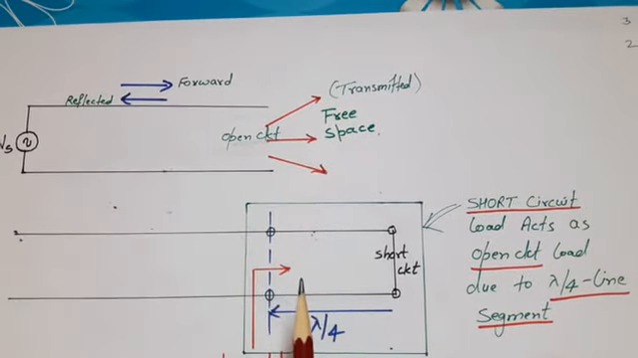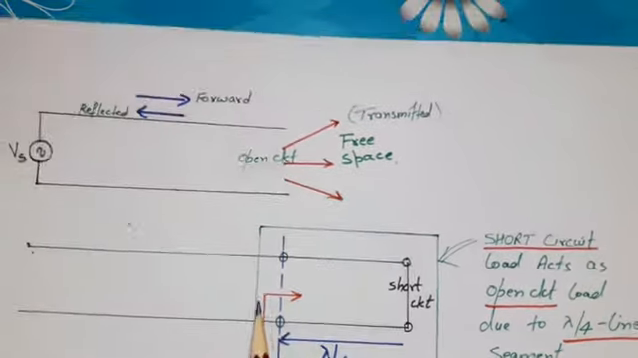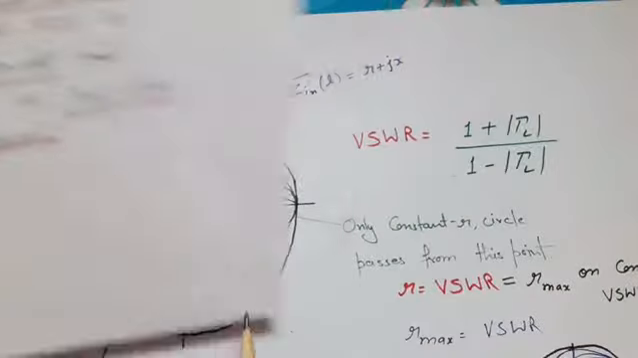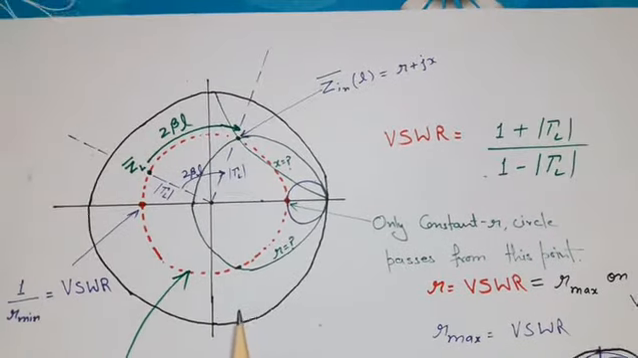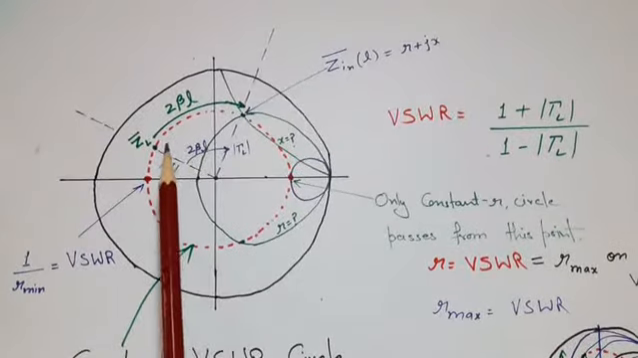Now after doing this we again come to the Smith chart, and this time we are interested in finding the input impedance at any location small l from the load end.